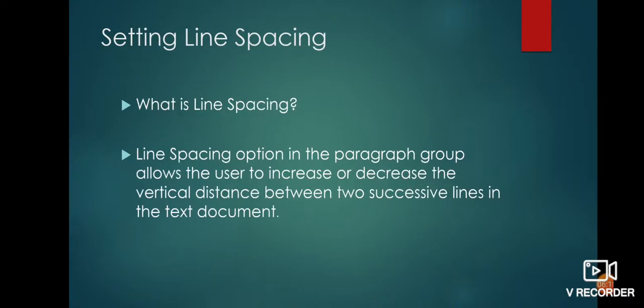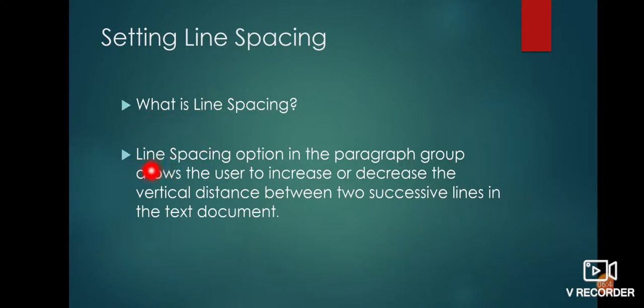Now, setting line spacing. What do you mean by line spacing? Line spacing means the vertical distance between two lines. Normally, when we used to write in a copy, we used to leave a line in between while typing, right? While writing, right? That vertical distance is known as line spacing. You can see this vertical distance between these two lines is known as line spacing.